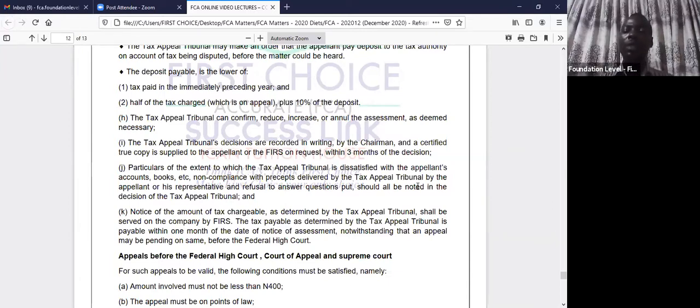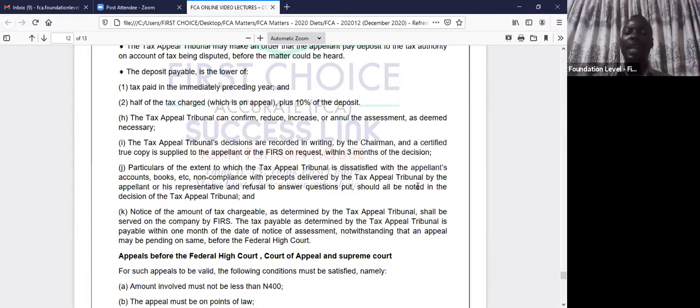And you will get an enforcement. Sometimes when you get that enforcement, you place it in your office, the tax authority will not harass you. Okay? But what if you are dissatisfied with the outcome of the tax appeal tribunal? Let's say, for example, you did not prove beyond reasonable doubt and the tax appeal tribunal rules against you in favor of the FRS.